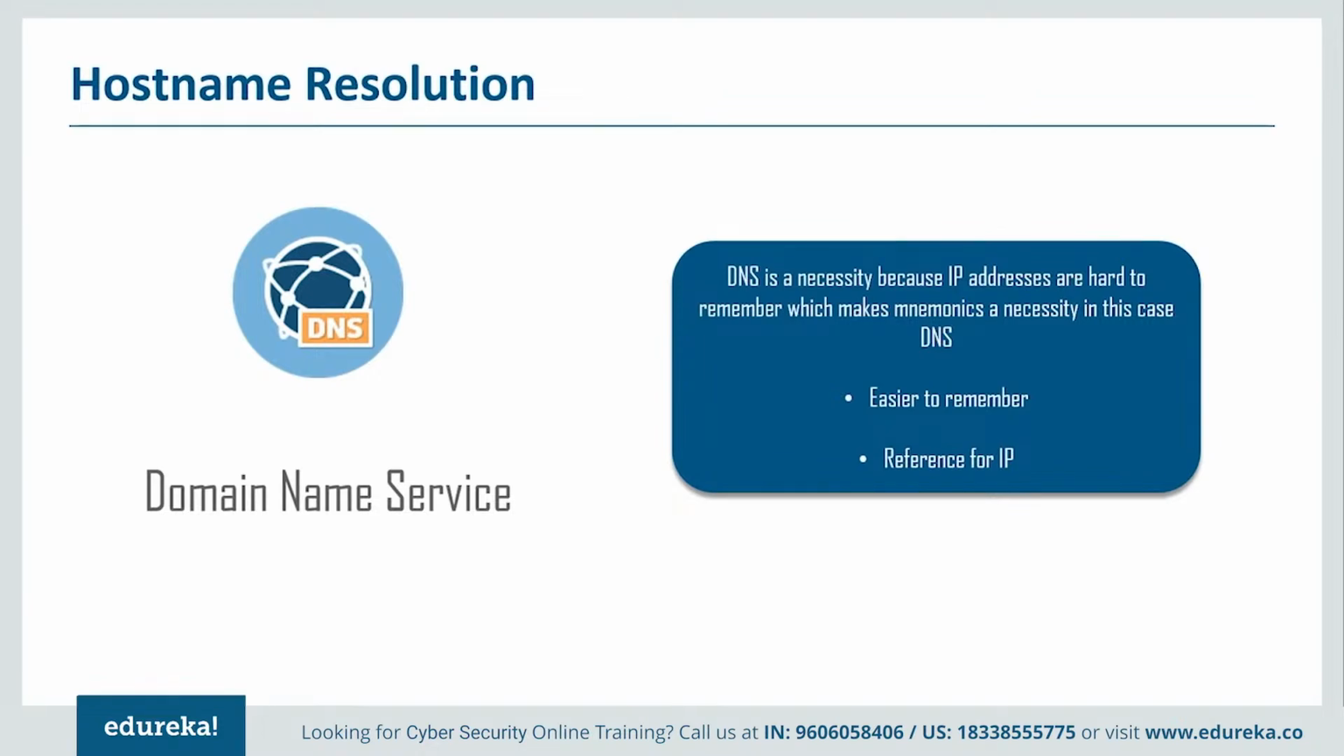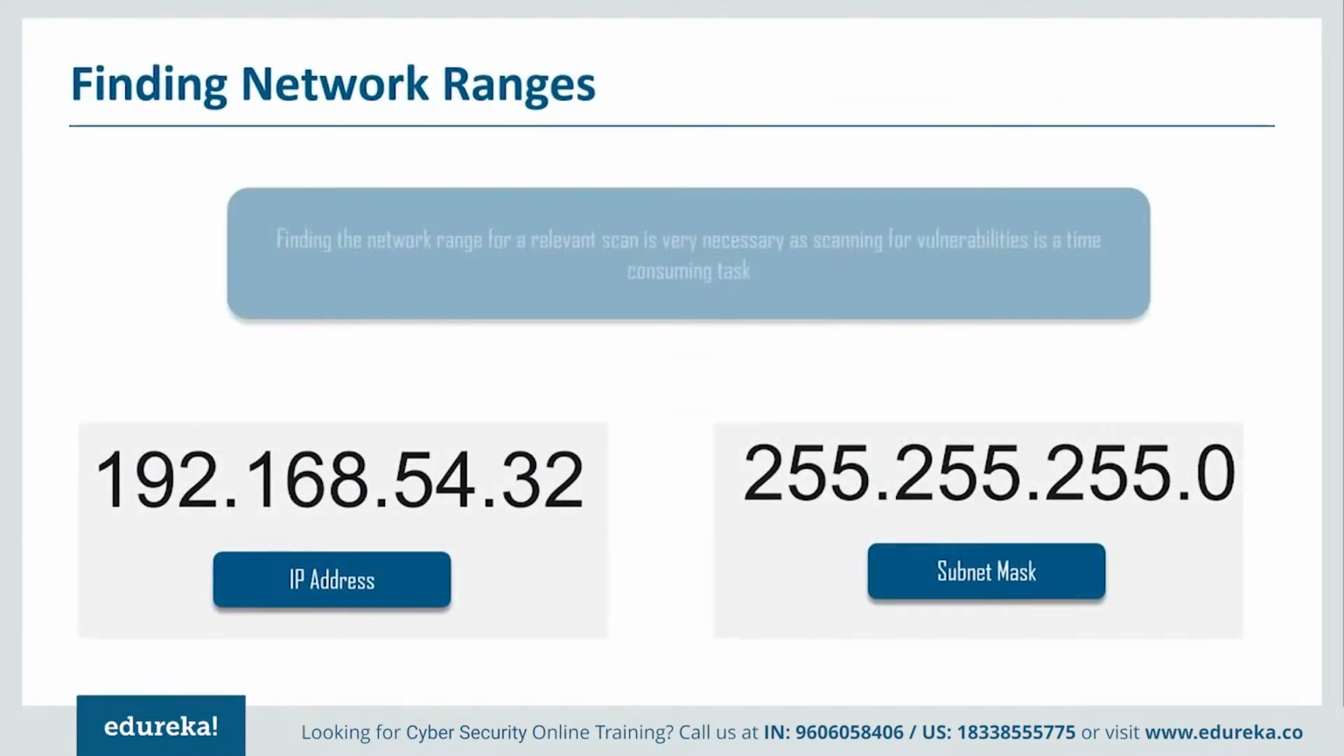So firstly, what is a domain name service and why do we need it? A domain name service is a name given to an IP address so that it's easy to remember. Of course, it's easier to remember names and mnemonics rather than a bunch of random weird numbers. This was mainly so that we can map names to IP addresses and get a bunch of information from the hostname resolution. So that's the purpose of domain names. Now, we will also be looking at how to find network ranges.